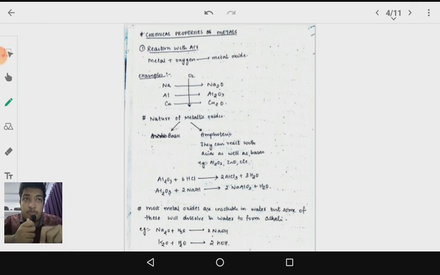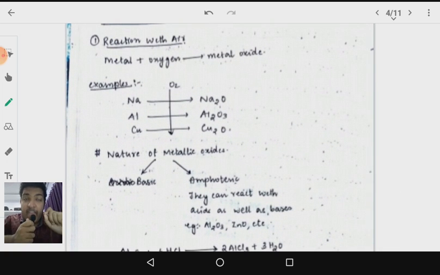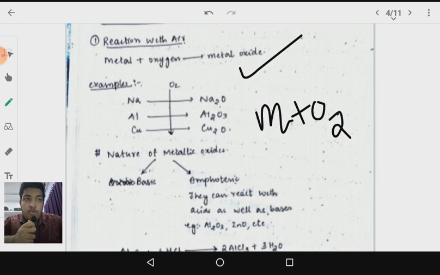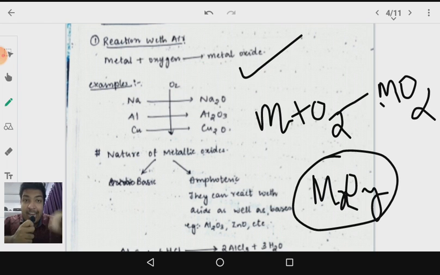Moving on with the chemical properties of metals. The first chemical property is the reaction with air. When metals react with oxygen, they form metal oxides. If I write a general equation, we can write M plus O2 giving MO2 as a general equation. Or it can be in different forms, like MxOy is the general representation of a metallic oxide, because aluminium oxide is Al2O3 and sodium oxide is Na2O. So different types of formulas are possible for oxides.